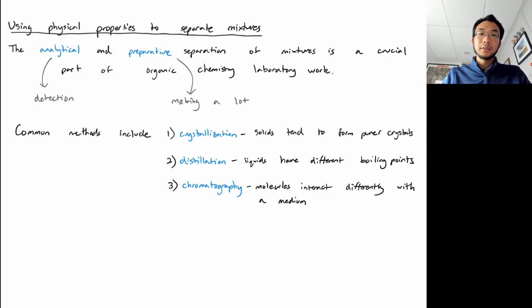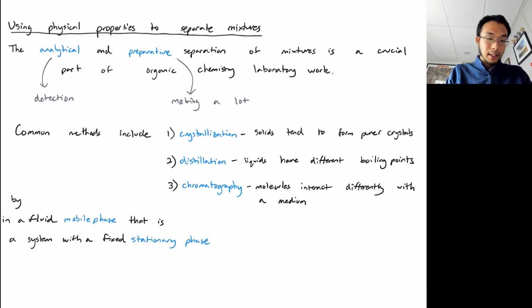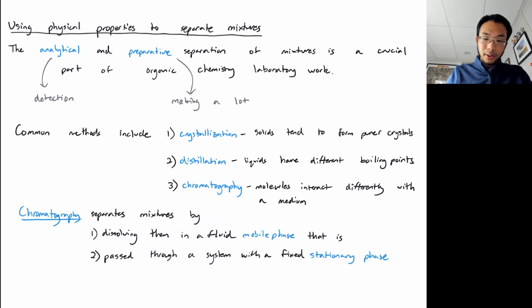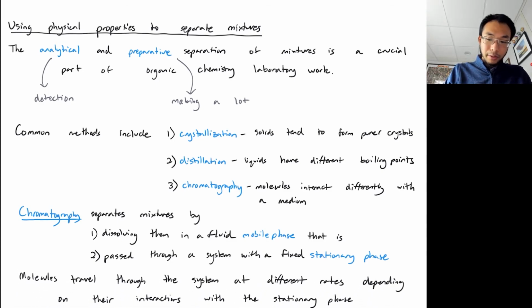On the more technical side, the way chromatography works is your mixture is first dissolved in a fluid called the mobile phase, and that mobile phase, so this is a solution, is then passed through what's called a stationary phase. The stationary phase is what the molecules in chromatography will be interacting with. Depending on how much interaction there is between your molecule of interest and the stationary phase, that will determine the rate at which it goes through the entire chromatography system and comes out the other side.